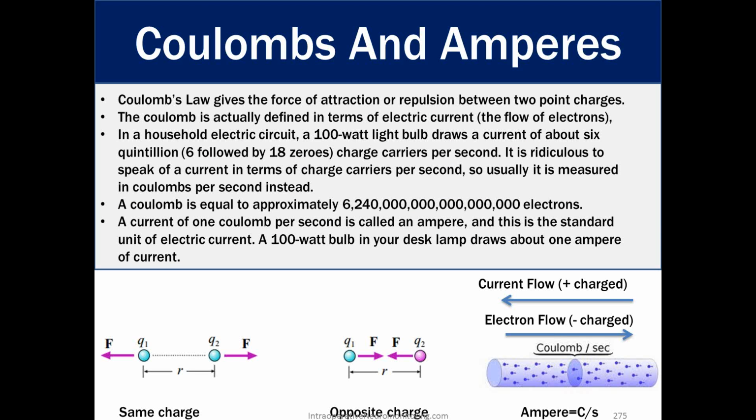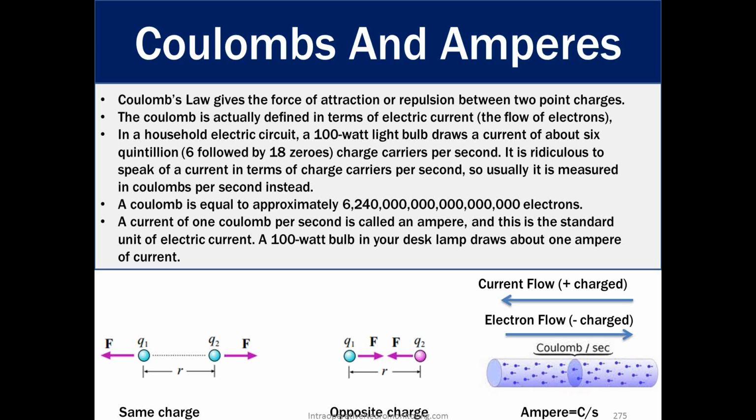Coulombs and amperes. Coulomb's law gives the force of attraction or repulsion between two point charges. The coulomb is actually defined in terms of electric current, the flow of electrons. In a household electric circuit, a 100-watt light bulb draws a current of about 6 quintillion, or 6 followed by 18 zeros, charge carriers per second. It's ridiculous to speak of current in terms of charge carriers per second, so it's usually measured in coulombs per second instead. So a coulomb is equal to approximately this huge number of electrons. A current of 1 coulomb per second is called an ampere, and it is the standard unit of electric current.